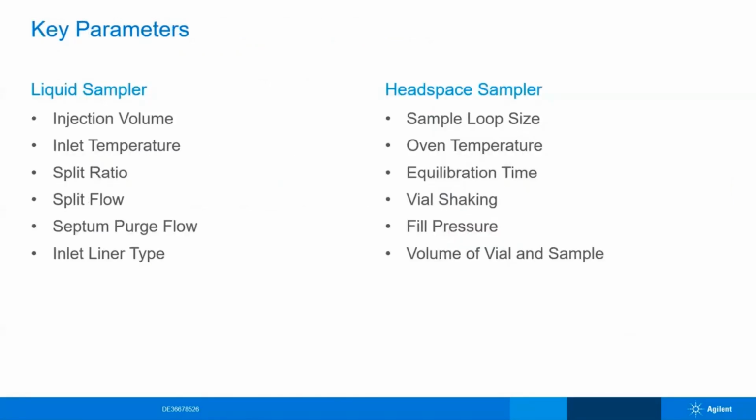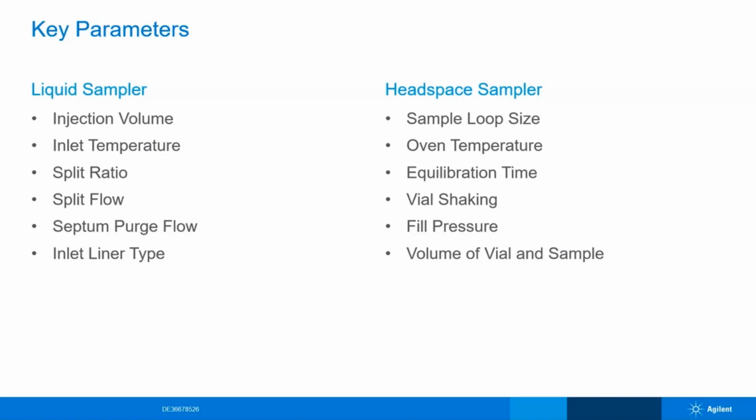So here's a quick review for folks who are maybe a little bit less familiar with headspace sampling of the key parameters when you're developing the sample introduction side of a method. On a liquid sampler, injection volume, inlet temperature, split ratio, split flow, septum purge flow, and liner types are all things that you have to choose when you're setting up a liquid-based method.